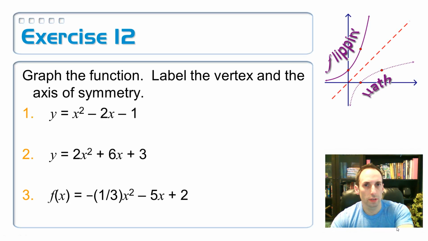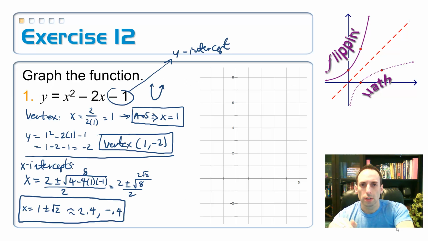Did you have the skills? Were you successful graphing those quadratic equations when they were in standard form? Let's see how you did. So, here are your answers on the first one. First thing I wanted to do is look at the a value, which was 1. This parabola is facing upwards.